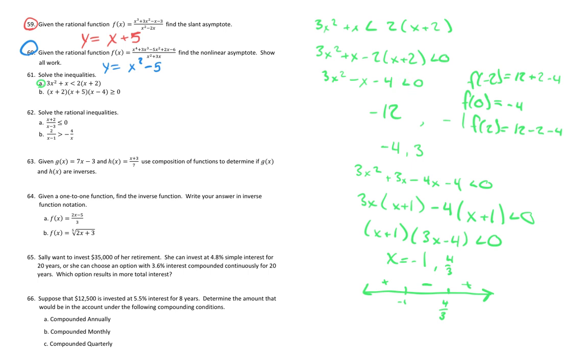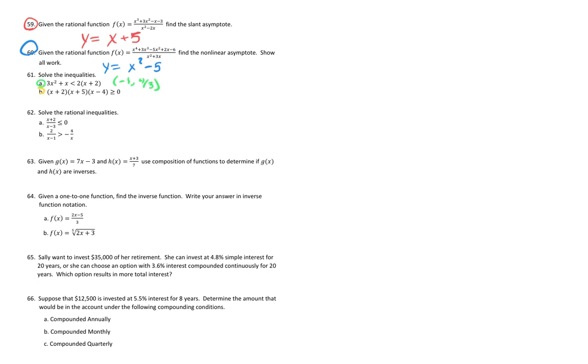So the next step is to say, okay, we know that this is just less than. It's not less than or equal to. So that means that we don't include these points here. So on our number line, if we were to draw this graphically, we'd put an open circle here, then we'd want to highlight this section here. Okay, and then to write that in interval notation, we're going to say that we go from negative 1 to 4/3 is all in our solution set. Then we're done. Okay, 61b.